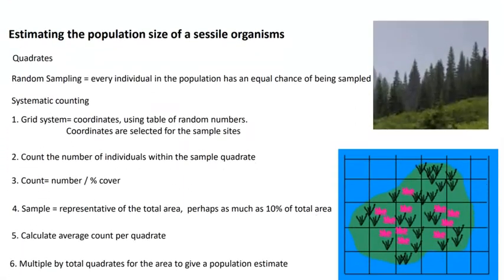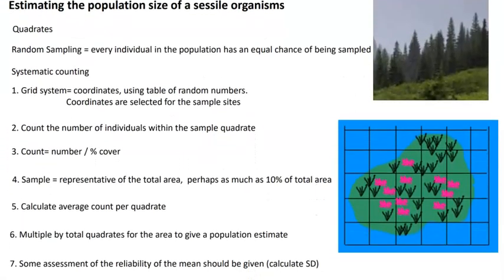So let's look at this method to estimate the population size of a sessile organism, and it is an estimate method. To get the absolute population size, you would have to count every individual, and areas of study are usually so large that this is impractical. So we use a statistical method of sampling.